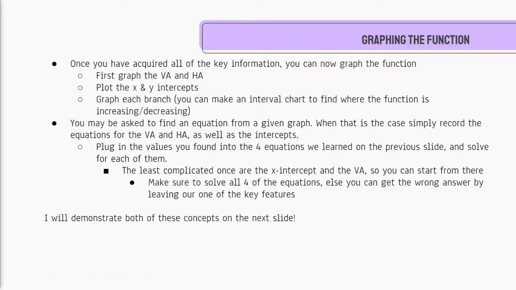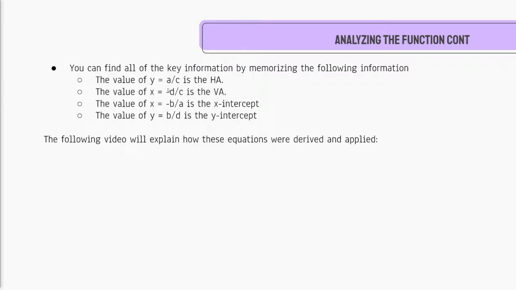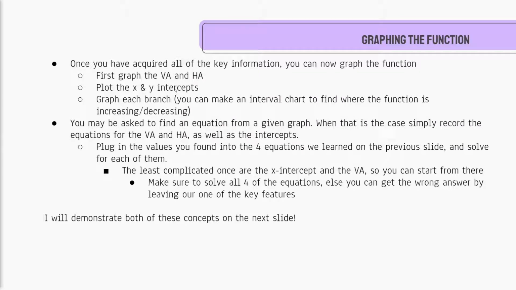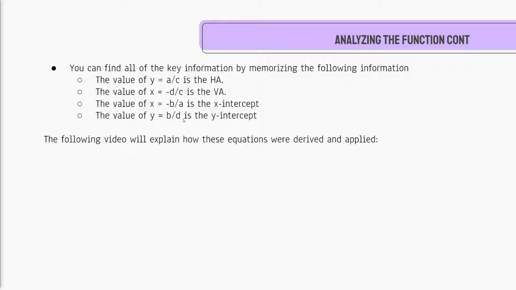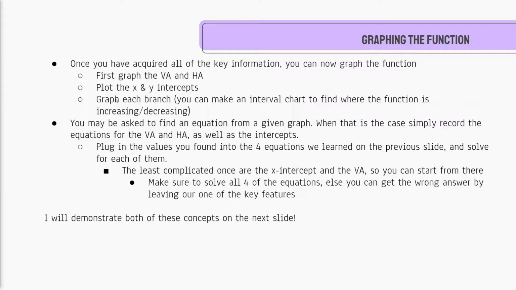So using these 4 equations, we could first graph the vertical and horizontal asymptotes. Again, there they are, that's the values of them, so it's rather easy. Then you could plot the y and x intercepts. Again, we know how to figure those out, so it's not difficult. Now we just need to graph each branch.